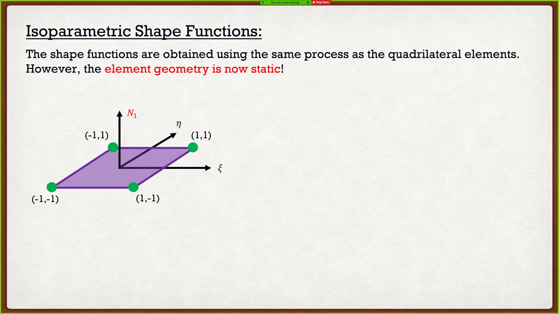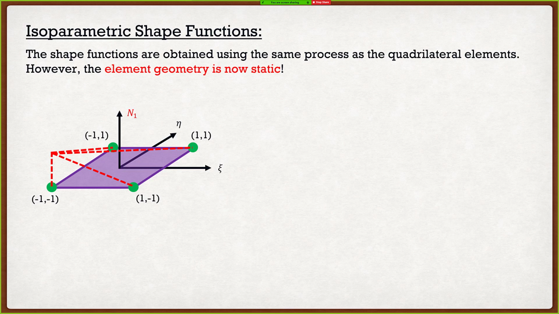So remember that shape functions must have a value of 1 at the node we're interested in, and a value of 0 at all the other nodes. So if we were to do the shape function N1, the shape function for node number 1, it has to have a value of 1 at node 1 and a value of 0 at all the other nodes. So it's going to look something like this.